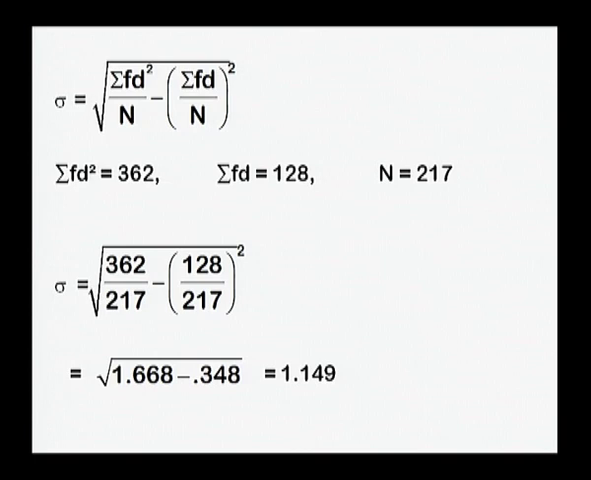Now, standard deviation is equal to root of summation f d square divided by n minus summation f d divided by n, whole squared. So, f d square is 362, summation f d is 128, and n is 217. Now, we substitute the values as per the formula, we get 362 divided by 217 minus 128 divided by 217, which is squared, and finally we calculate the root. In this way we calculate 1.668 minus 0.348 and we get 1.149. This is the standard deviation that we calculated in respect of discrete series.